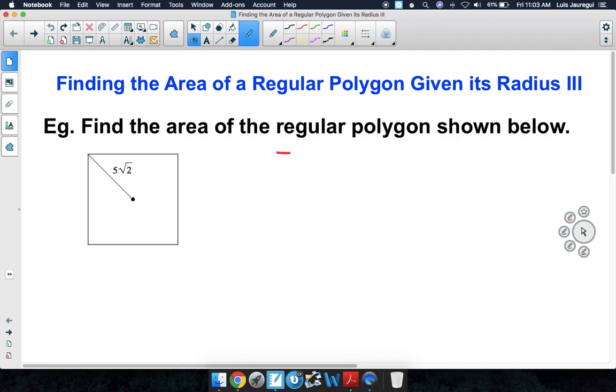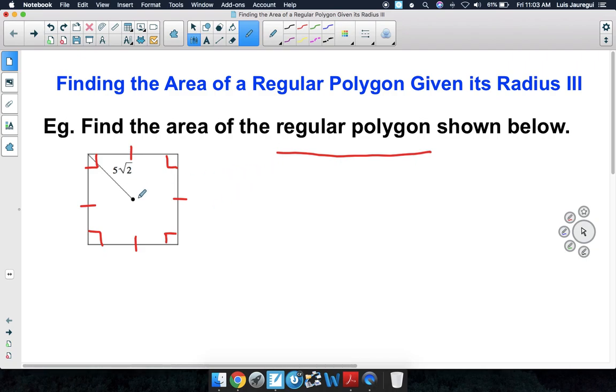Notice that we're dealing with a regular polygon, so that means that all sides are congruent, and all interior angles are congruent. Let's go ahead and mark that on the diagram. Now, since we're dealing with a quadrilateral, we know that the interior angles are going to have to be 90 degrees. So we represent that with these angles in the form of a box.